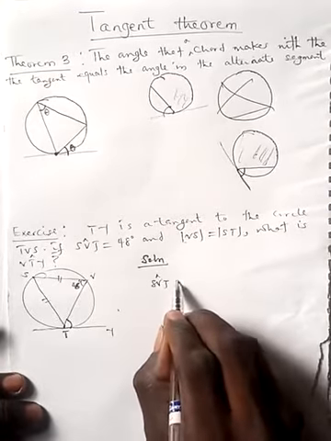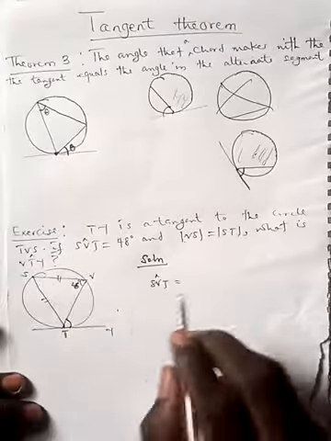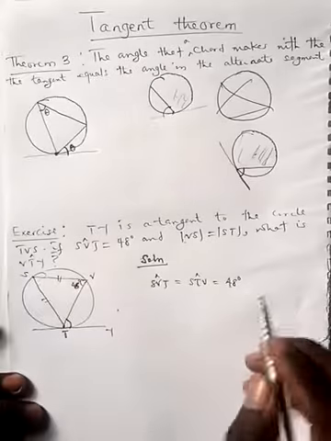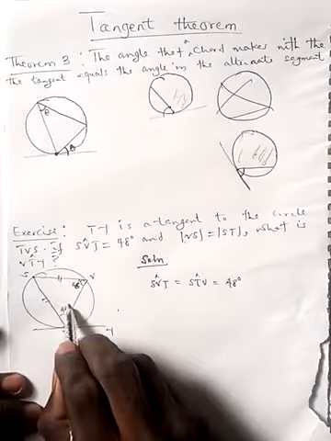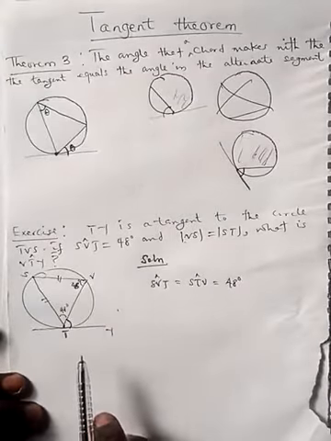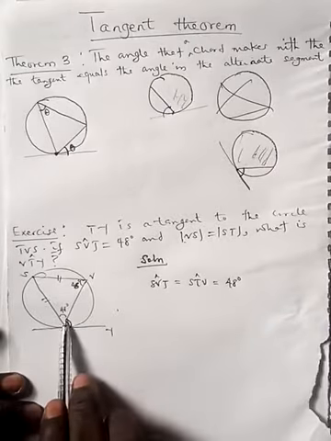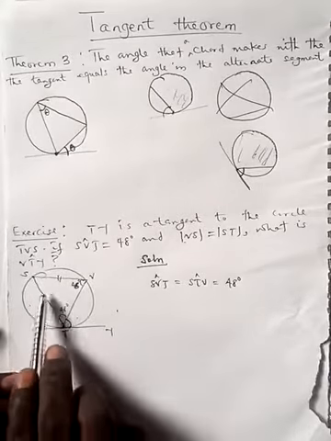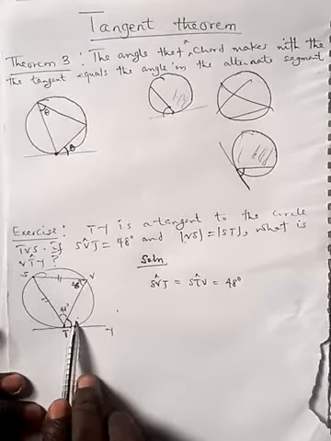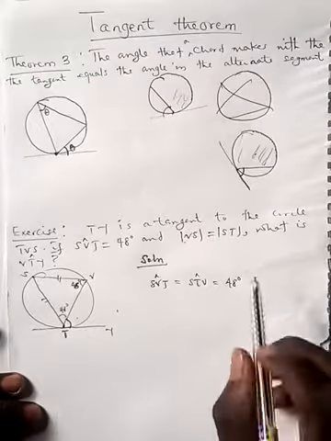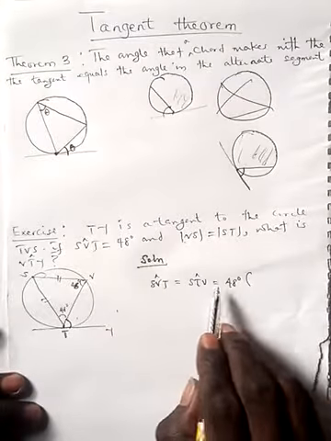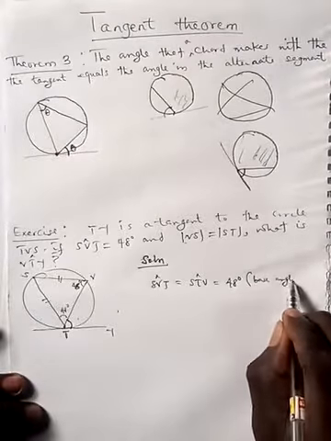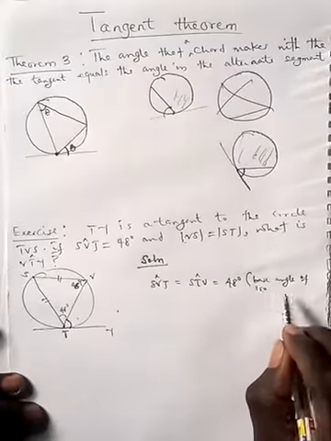So SVT must be equal to STV, which equals what? 48 degrees. So here is 48 degrees. Now what do we do? Remember, we are asked to find this angle, but we are sure that this angle must be equal to this angle. So if I can get this angle, I've already gotten this. The reason SVT equals STV equals 48 degrees is the base angles of an isosceles triangle.